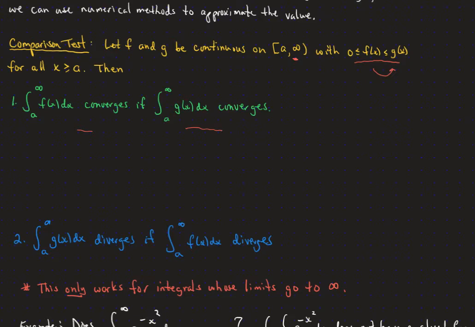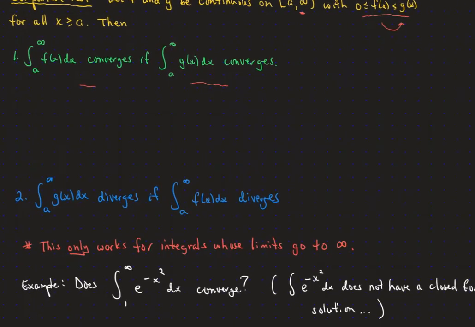The second thing says that we can claim that g diverges if we compare it to a known divergent integral. So if we're not sure about g, but we can see that f diverges and that our function g is bigger than a known divergent integral, then our integral must diverge as well. So that's the essence of the comparison test.